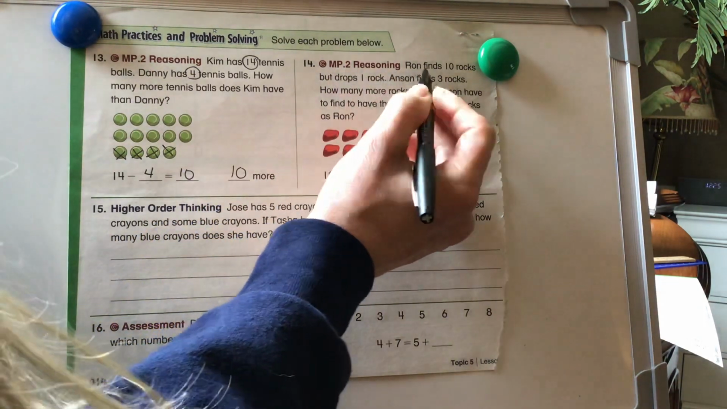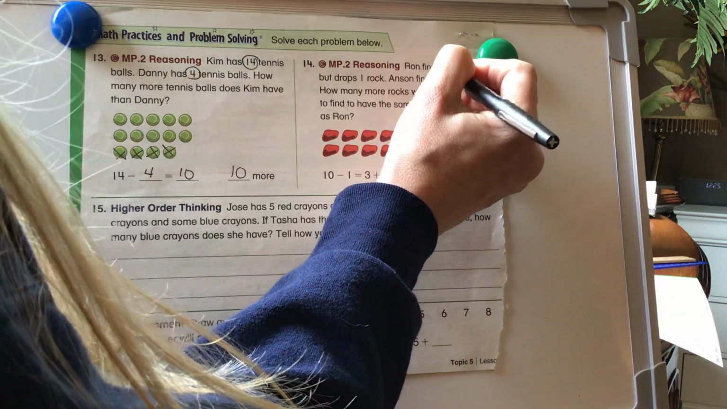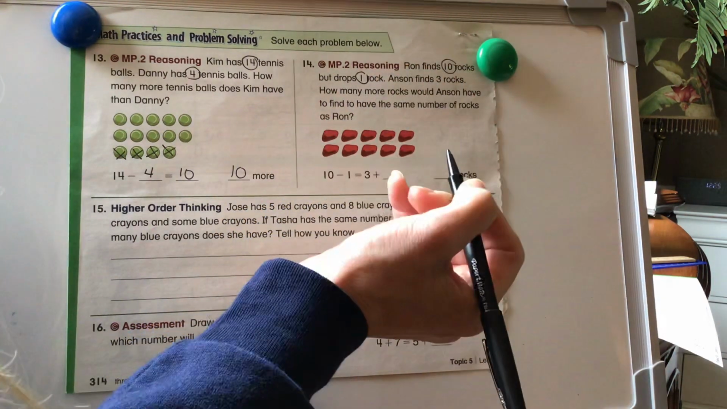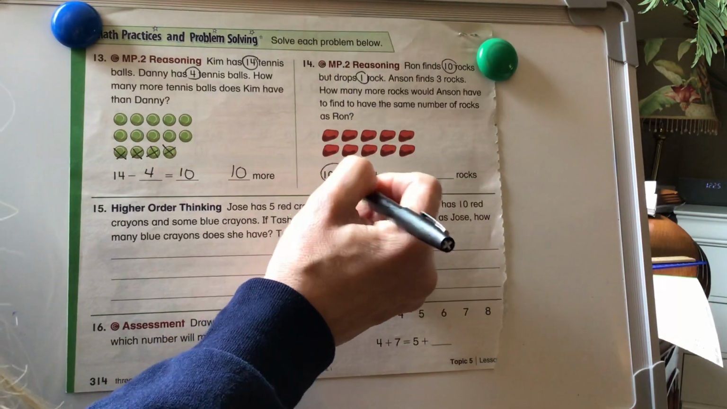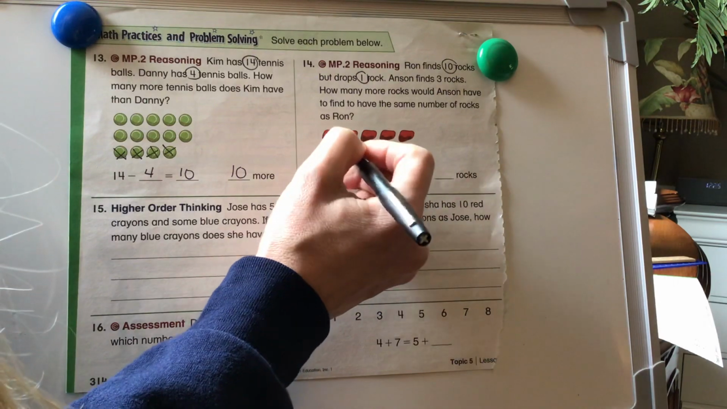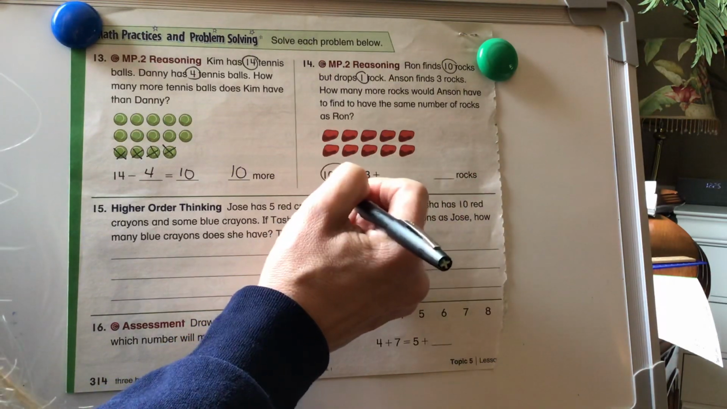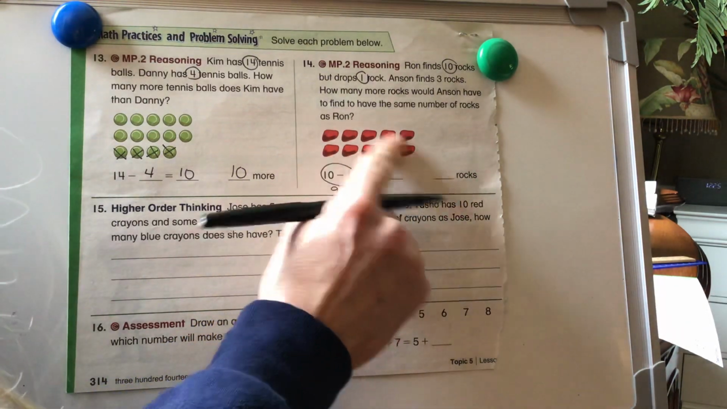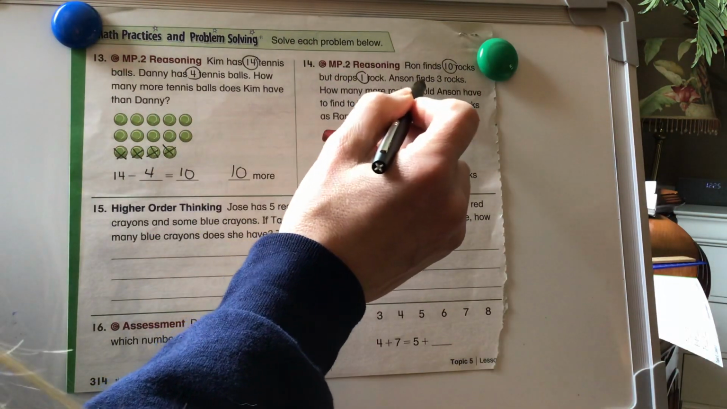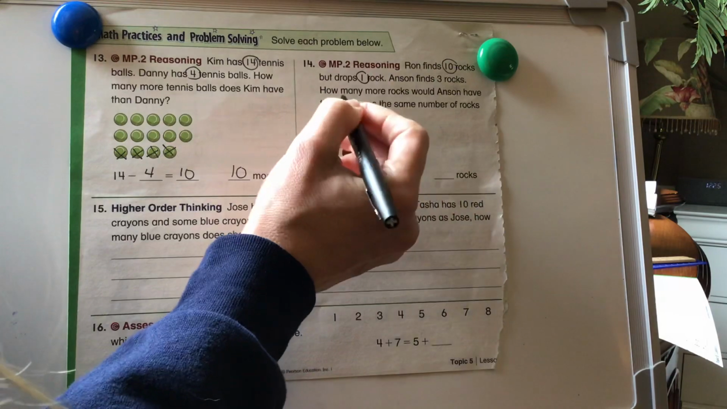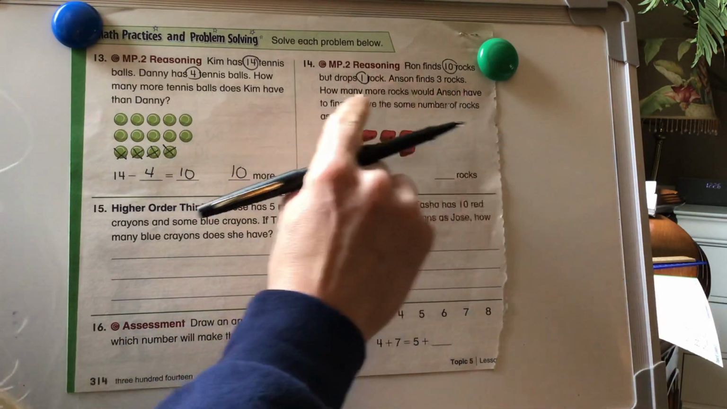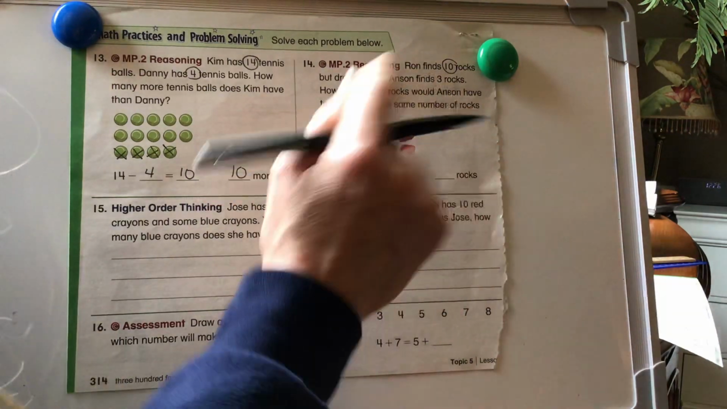Let's see. Let's take a look at 14. Ron finds 10 rocks, but drops 1 rock. Okay. So 10 minus 1 is 1, 2, 3, 4, 5, 6, 7, 8, 9. Okay. 10 minus 1 is going to be 9. Anson finds 3 rocks. How many more rocks would Anson have to find to have the same number of rocks as Ron?